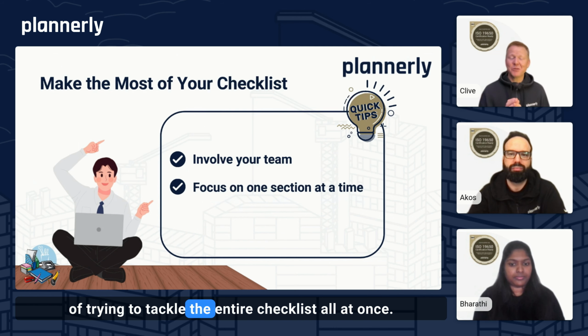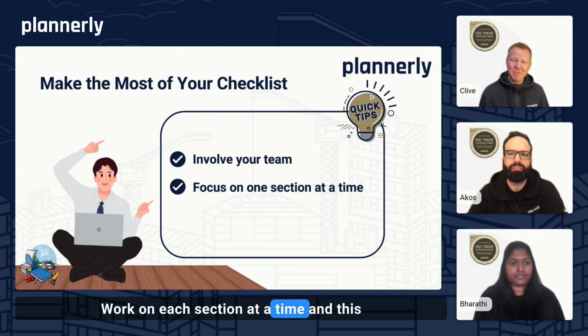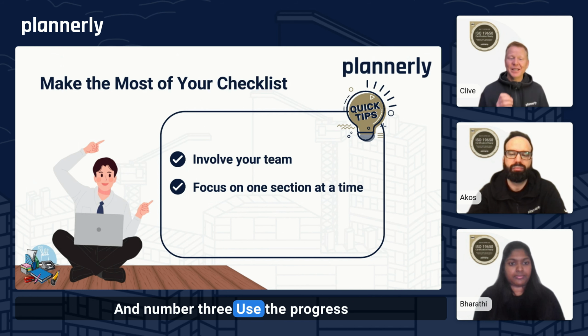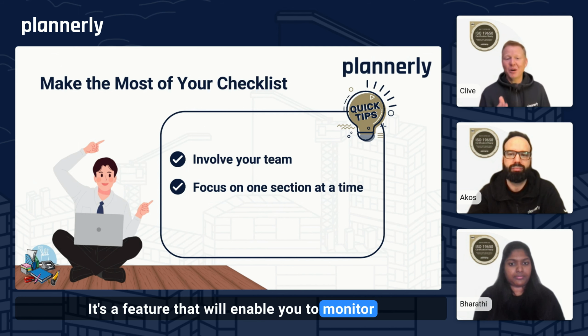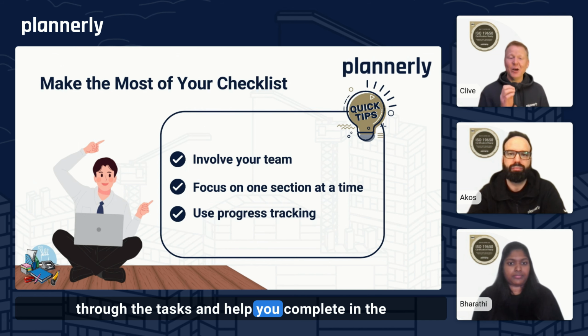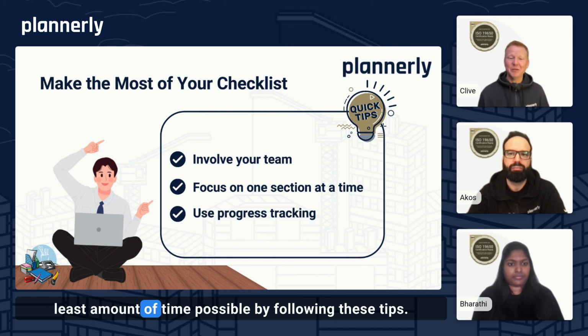Instead of trying to tackle the entire checklist all at once, work on each section at a time, and this would help you stay on track and avoid feeling overwhelmed with everything going on. And number 3, use the progress tracking. Inside of this checklist, we have progress tracking built in. It's a feature that will enable you to monitor the status and the completion rate as you go through the tasks and help you complete in the least amount of time possible.